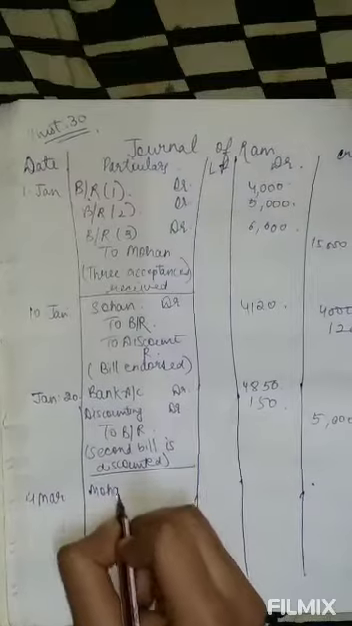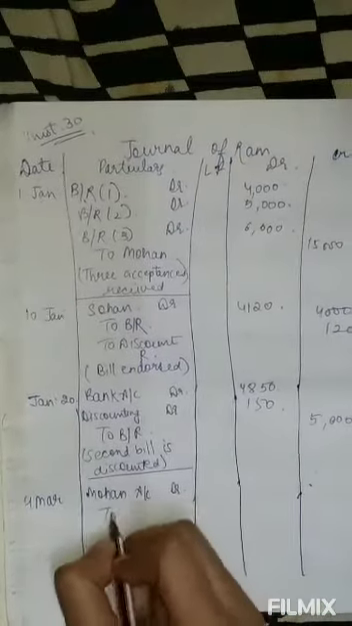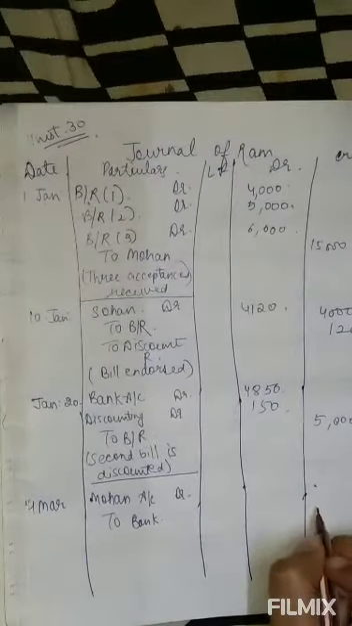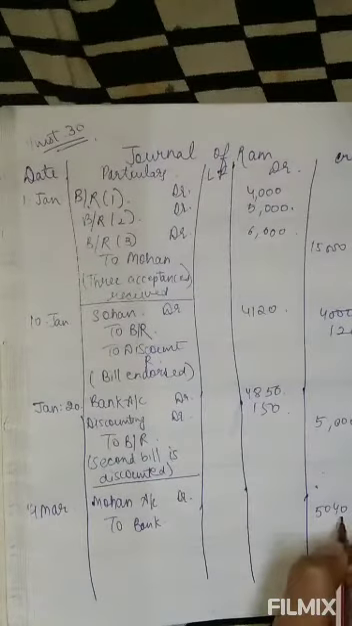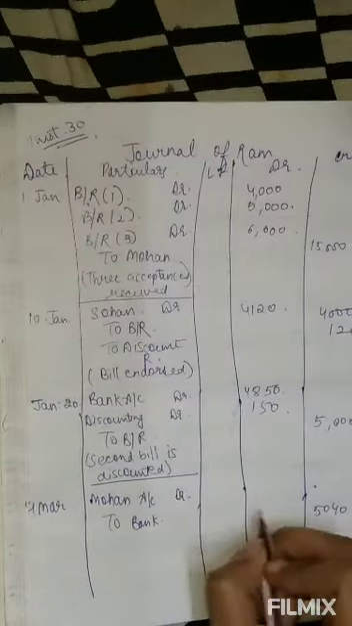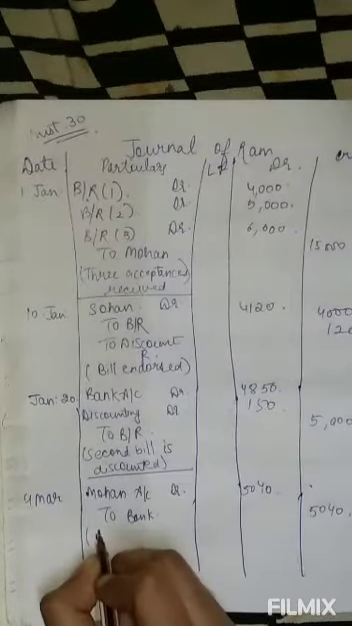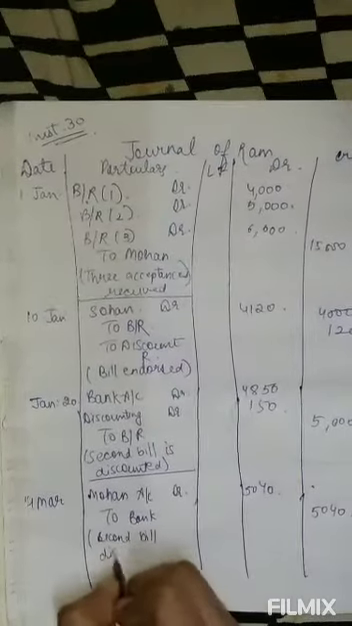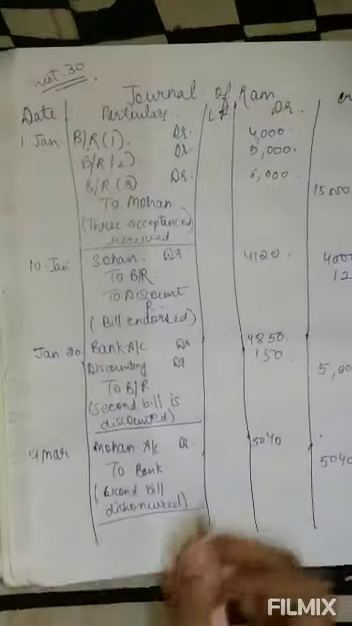First of all, Mohan account debit to bank account. The bank has deducted all the charges including the noting charges also. So it will be 5,040 rupees. 40 rupees is for the noting charges and the same has to be received from Mohan also. So this is the second bill dishonored. This entry is for the second bill dishonored.